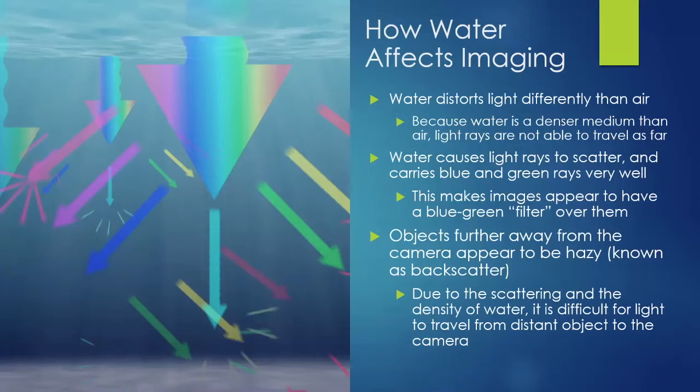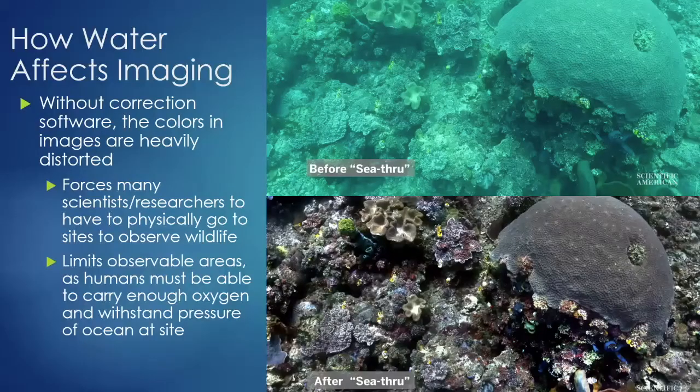In addition to this, because it's much denser, water prevents light rays from traveling long distance effectively or clearly. So it causes a bit of a hazy effect on images or components further back in the image, far away in the background. This is known as backscatter. So as you can see in the two images, before any correctional software is applied, the original data collected has a very, very strong blue-green haze.